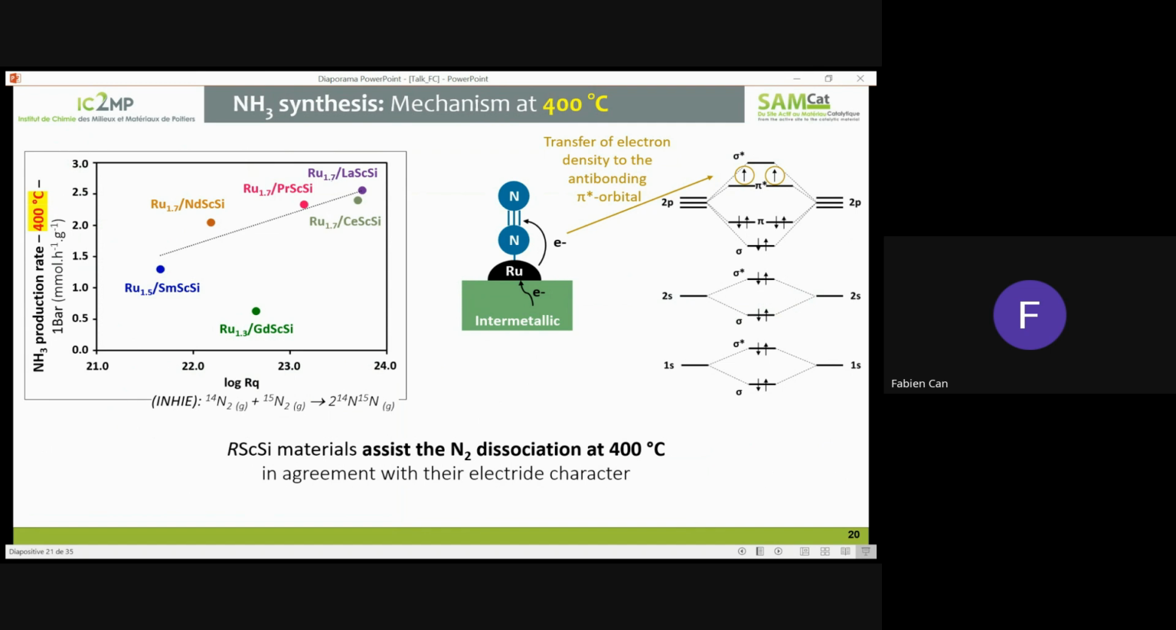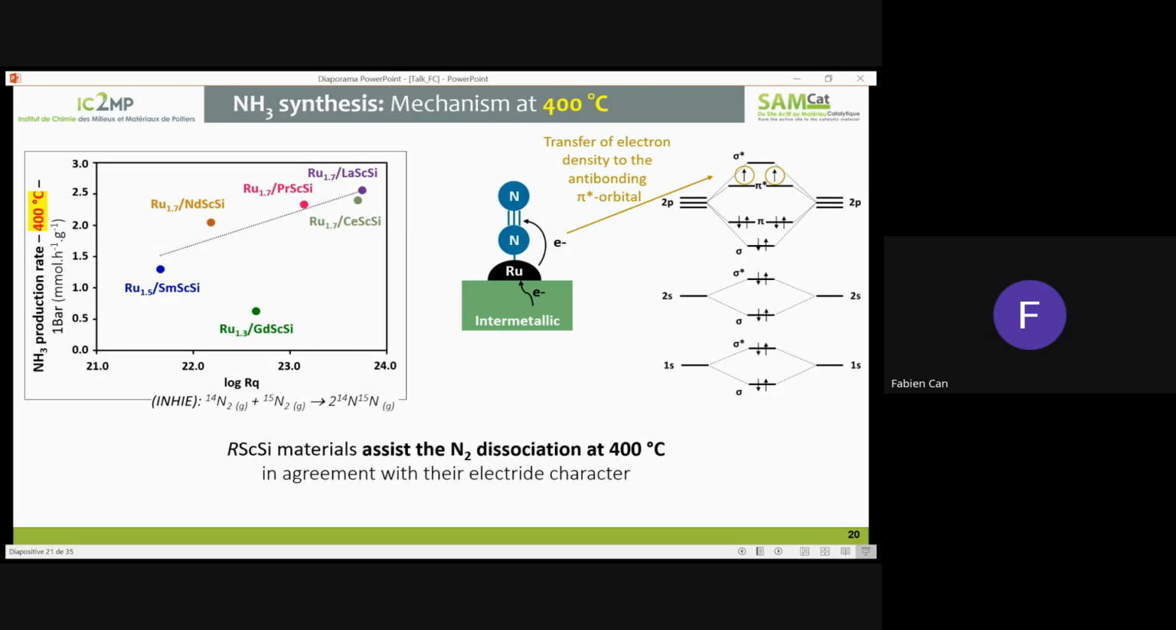It seems to indicate that the higher the activity of the sample to dissociate N2, the higher the ammonia emission. So clearly, it is a good proof. We think that in this case we drive the ammonia synthesis by the dissociative mechanism. So the intermetallic can help the N2 dissociation by enhancing the electron density at the surface of the particles, and thereafter we have a transfer of electron density to the antibonding orbital of N2, which helps to cleave the molecule.